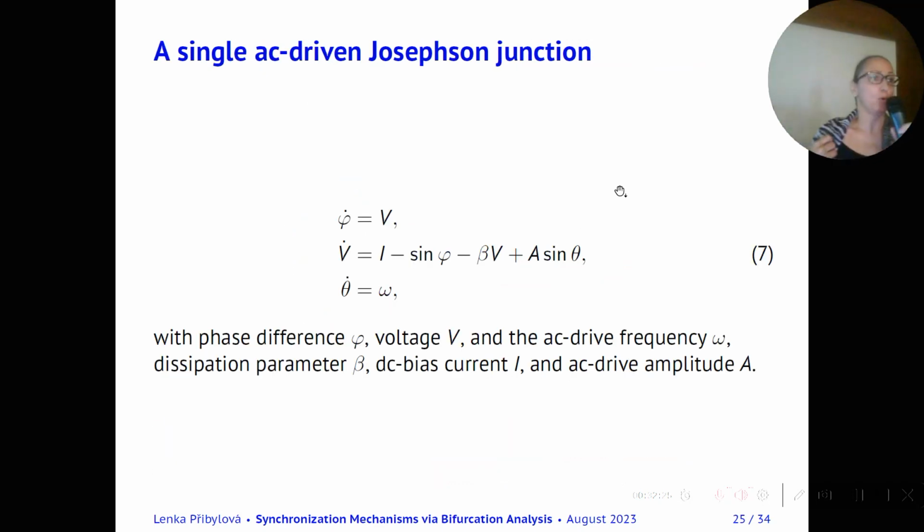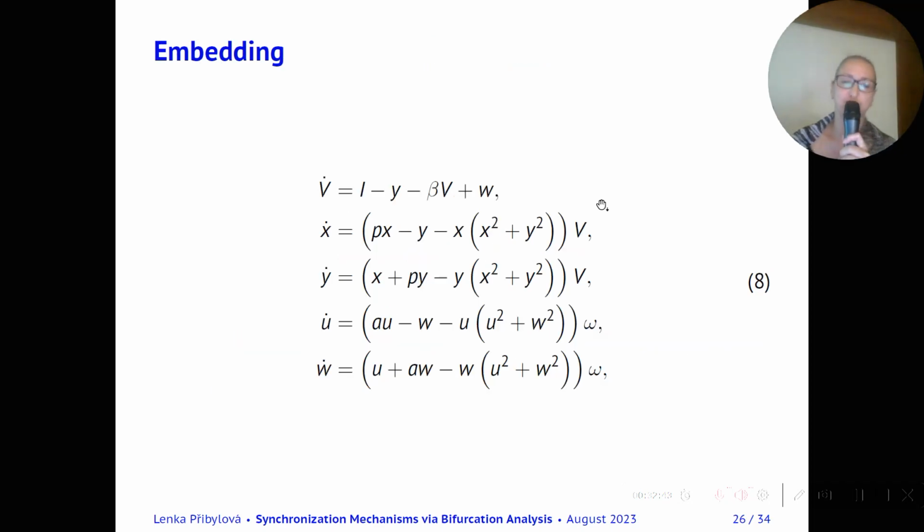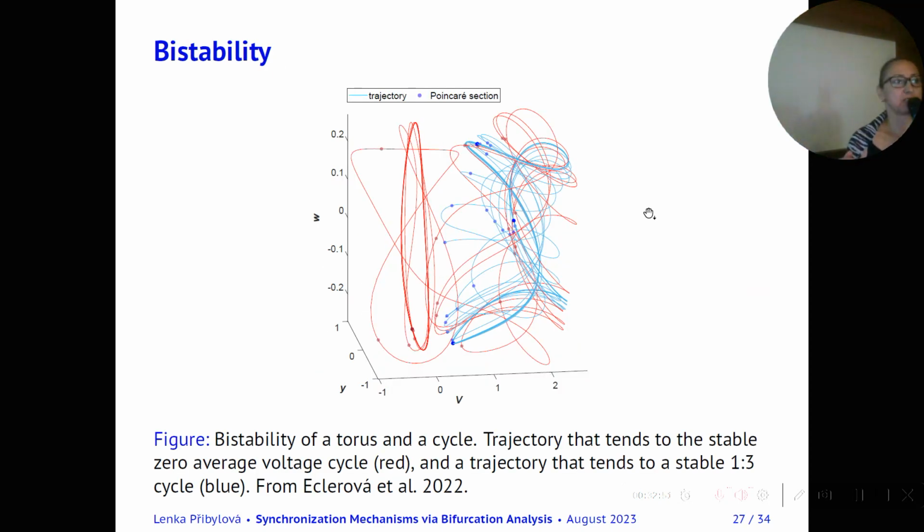Another, I already showed the Josephson junction that is also driven by alternating current. And you can see that here also inside there are sines, and we embedded it into a five-dimensional system. So this is the embedding. And what we found out is exactly this bistability of the average zero voltage and the multiplying frequency synchronization.